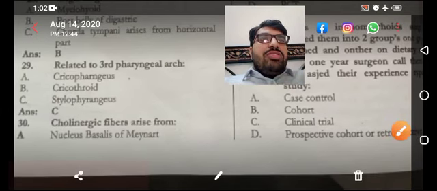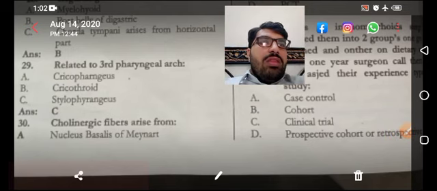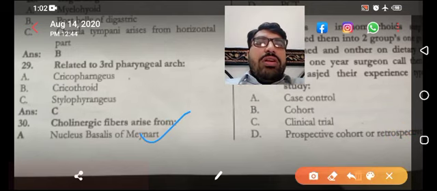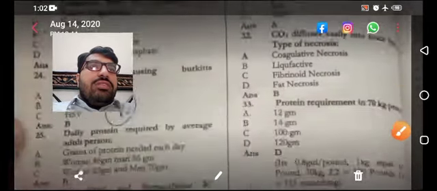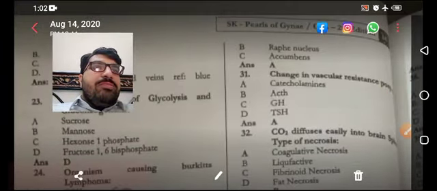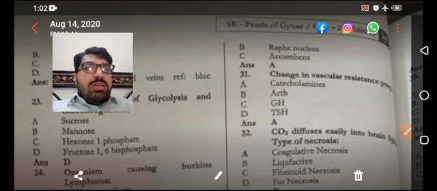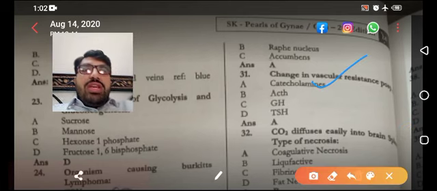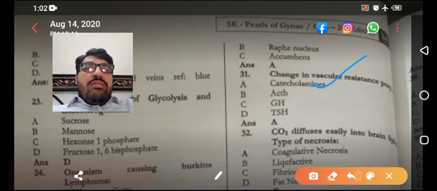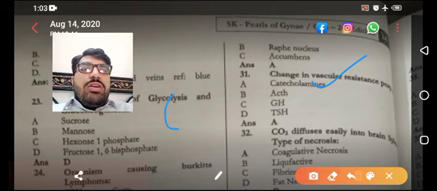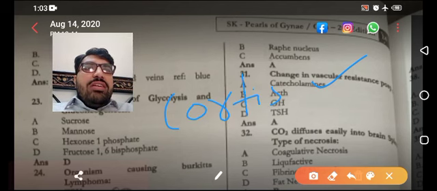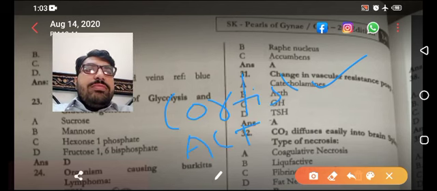Cholinergic fiber, or the acetylcholine releasing fiber, arises from the nucleus basalis of Meynert. That is the right answer. Coming next, change in the vascular resistance post-op. The answer is catecholamines. If the question is having norepinephrine, then the answer is that. But if no norepinephrine, then catecholamine. Well, the major stress hormone is cortisol. If that is not, then the next is ACTH.